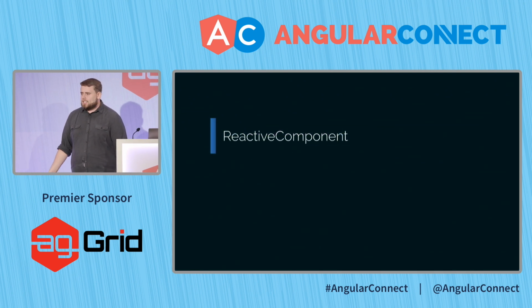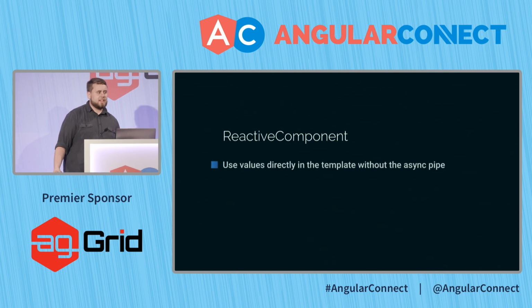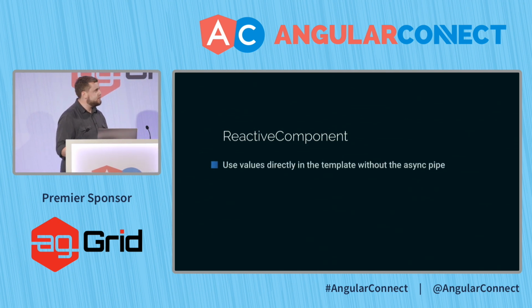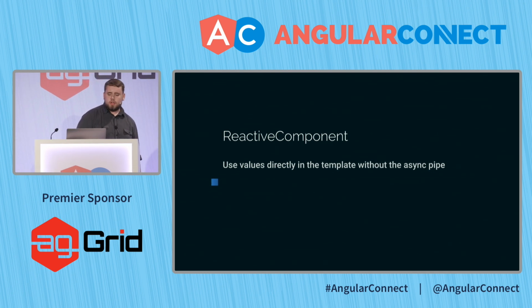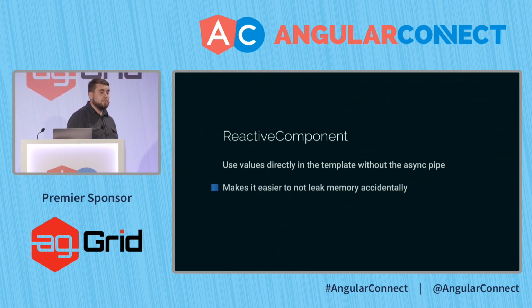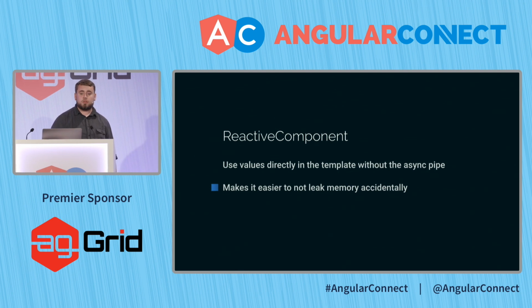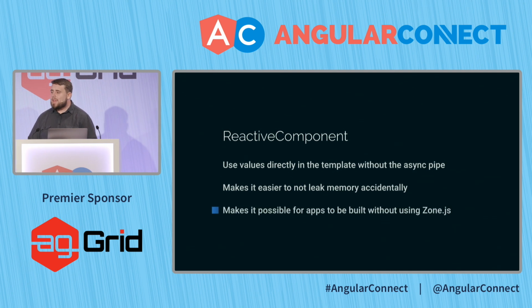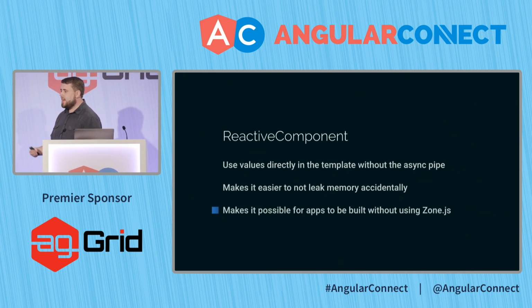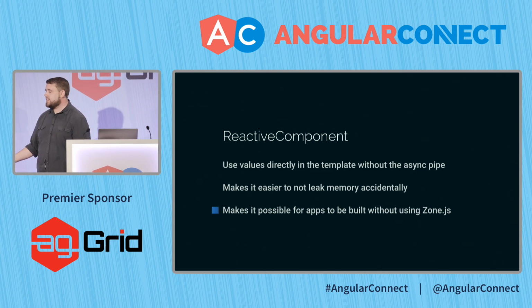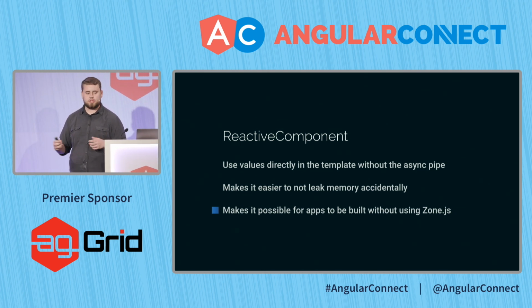So now that we've built reactive component, we've achieved a lot of goals we set out to do. Developers that use reactive component can use values directly in the view without the async pipe. It's easier than ever to not leak memory accidentally because we're no longer responsible for managing subscriptions. And this makes it possible for us to build entire Angular applications without zones by leveraging the idea that all of us use observables to track state changes.